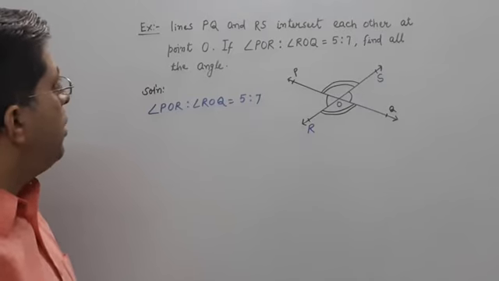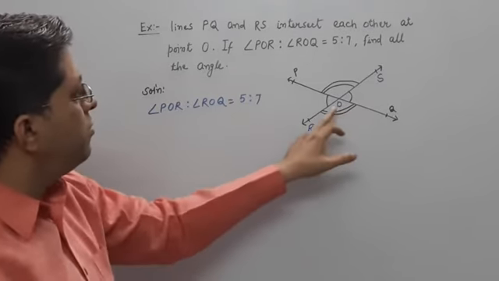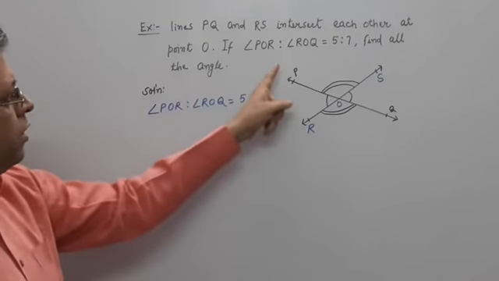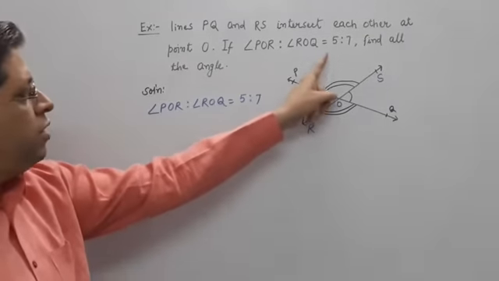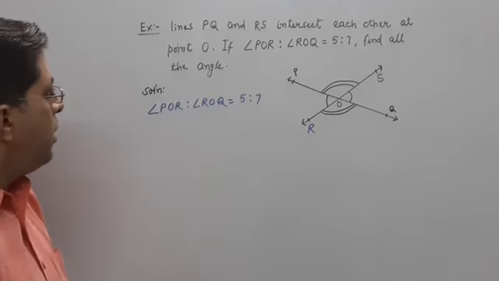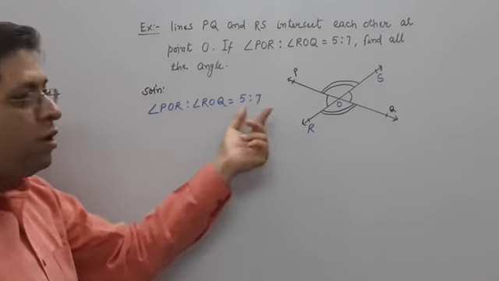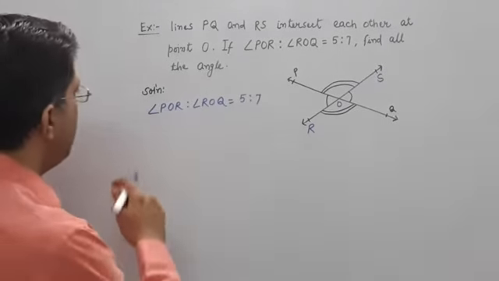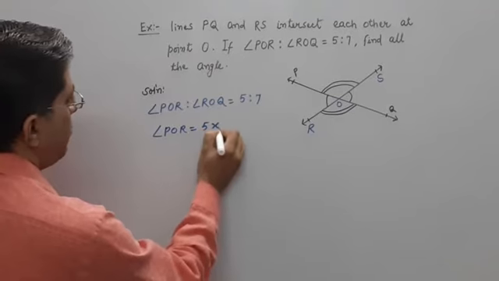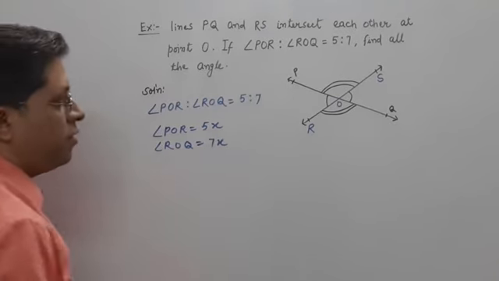Lines PQ and RS intersect each other at point O. You are given angle POR ratio ROQ is equal to 5:7, and you have to find all angles. Okay, now see what is given. Angle POR ratio ROQ is equal to 5:7. What is the meaning? Just see, POR will be 5x, and ROQ will be 7x.